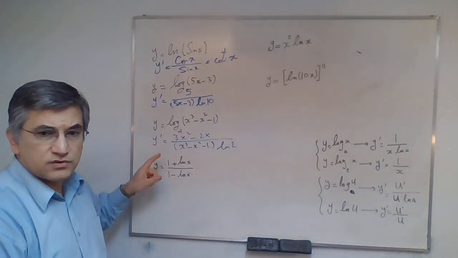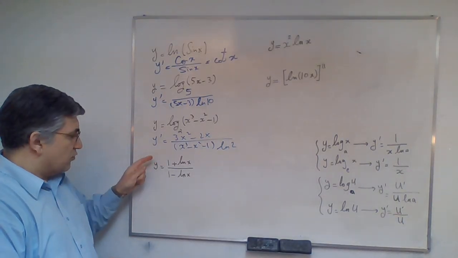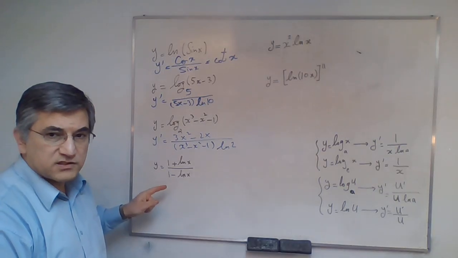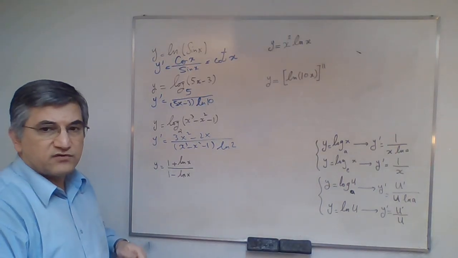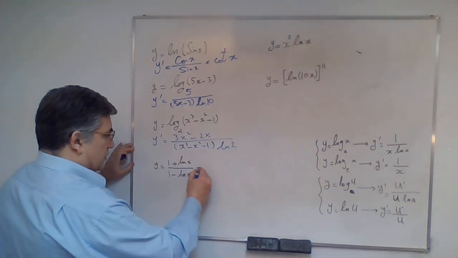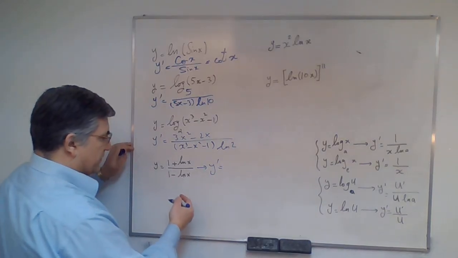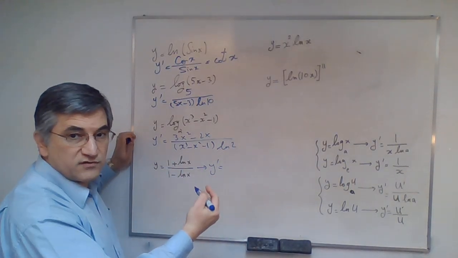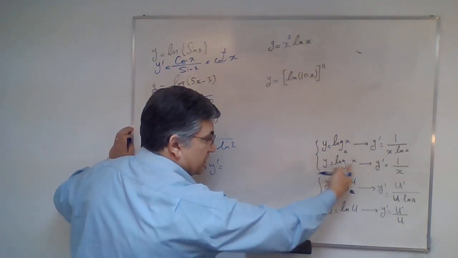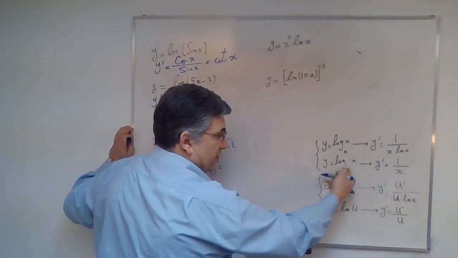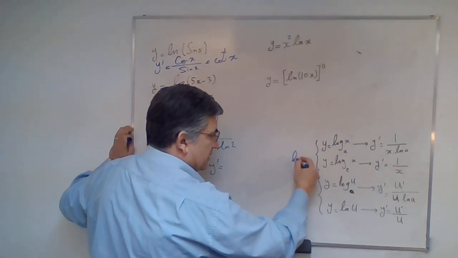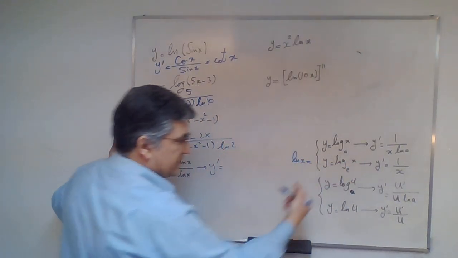This one is a quotient involving logarithm: 1 plus ln x over 1 minus ln x. So we know that we have to apply the quotient rule. The derivative would be the derivative of the top, which is 1 over x, according to this formula, because you know that log x base e is actually ln of x. It's the same thing.